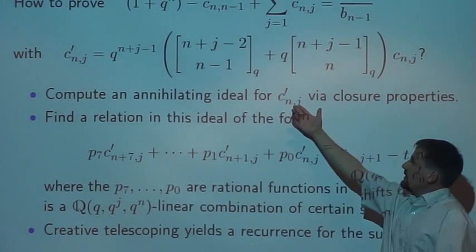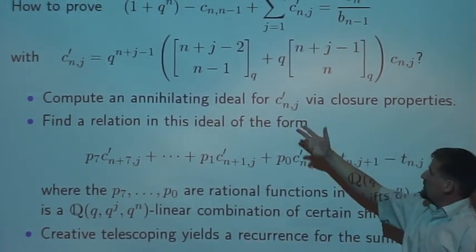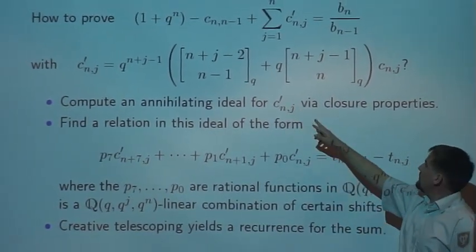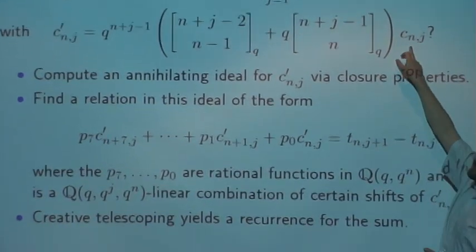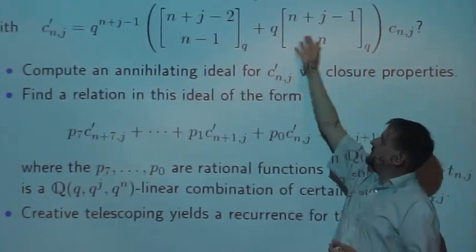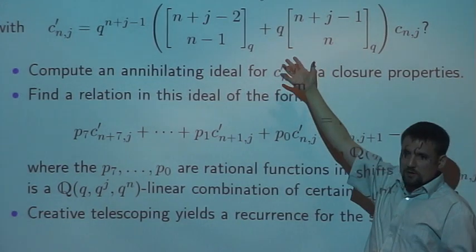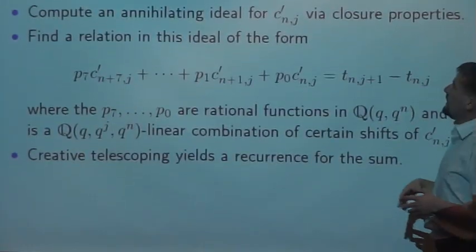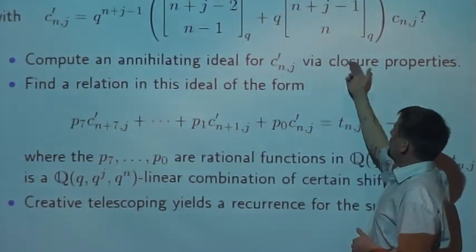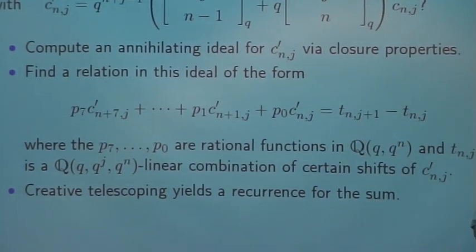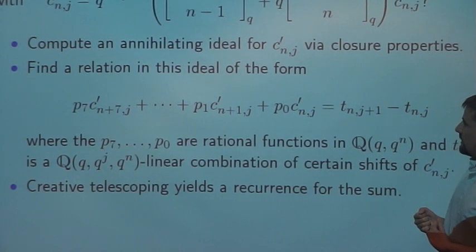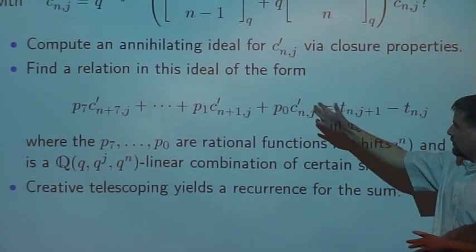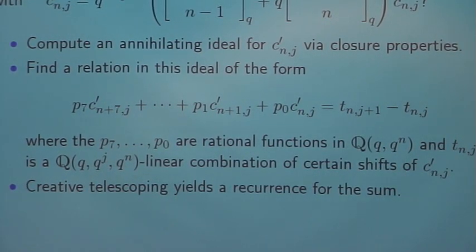First, we have to compute an annihilating ideal, or recurrences for the C'. So until now, we had only recurrences for C, but this is just a product with something very simple. So there are closure property algorithms which deliver recurrences for C'. So this is not a big deal. This is quite standard. And then we do the classical telescoping trick.